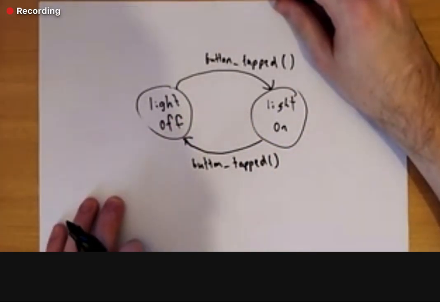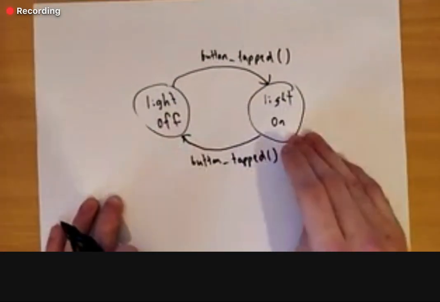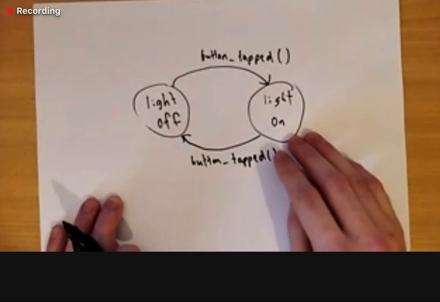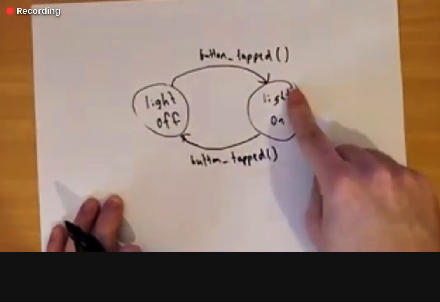And that's our basic system, right? So we have two states. The light can either be off or the light can be on. And when we press a button, we move from one state to the other in our system.